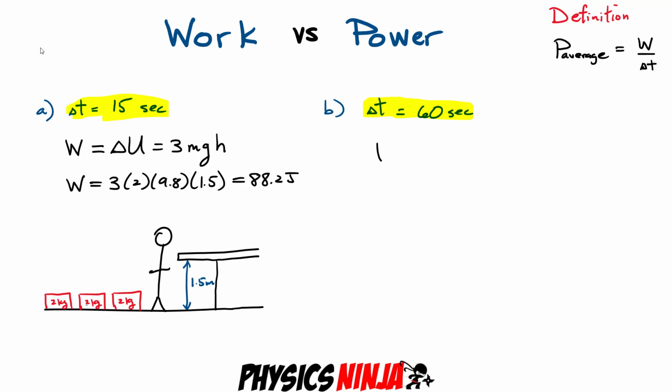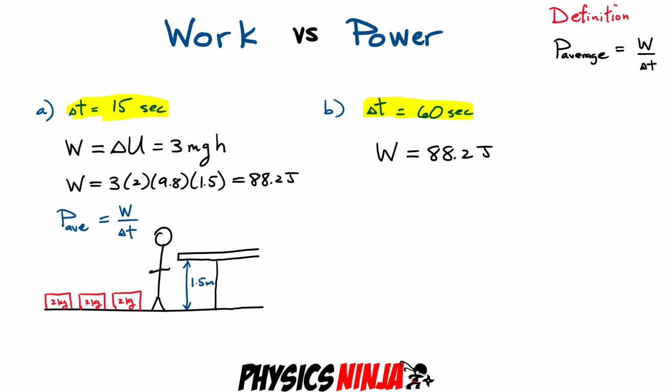Notice it's also the same amount of work you're going to do in this case because I am lifting the 3 bricks from the ground to the tabletop. So again, this is also 88.2 joules of work being done. Now, this is where the power comes in. Here I'm talking about an average power because I'm just looking at the total time between these events. So the definition is right up here. It's the total work being done in some amount of time, so here it would be the work divided by delta t.